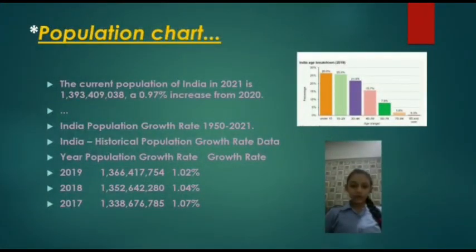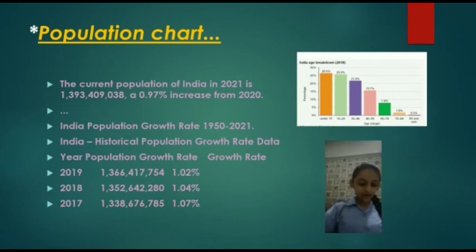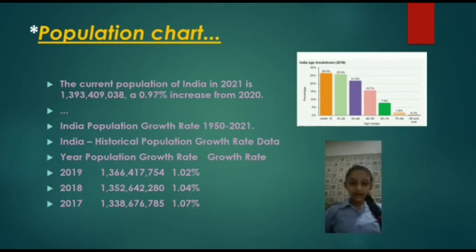The population chart shows that the current population of India in 2021 is 1,393,409,038, a 0.97% increase from 2020. India population growth rate 1950 to 2021. India historical population growth rate data. Year, population, growth rate.